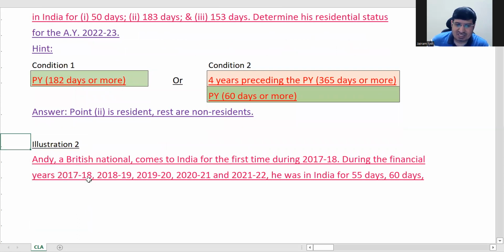Okay, this person is a British national, comes to India for the first time. So here is again coming for the first time, in 2017-18. Then our 4 years immediately preceding start from 17-18. Correct? We saw above, during financial years 17-18, 18-19, 19-20, 20-21, and 21-22, which is the current previous year. ठीक है, ये आपका current previous year है. ये 4 years immediately preceding.